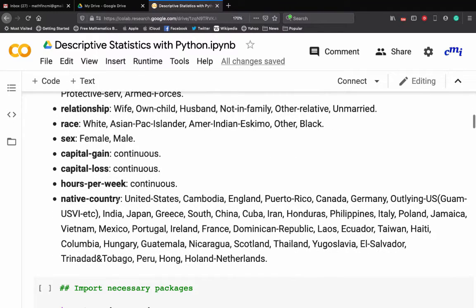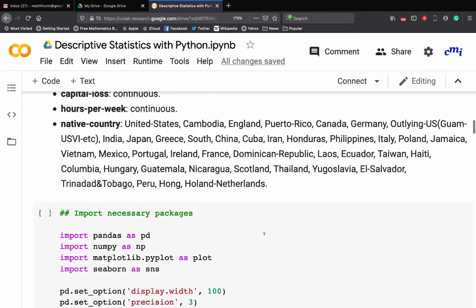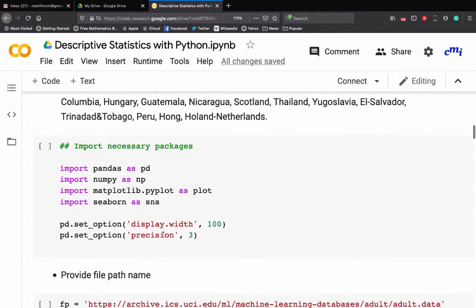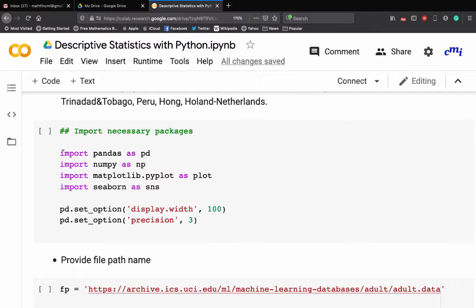and the native country of that person, whether the origin of the person is United States or Cambodia, England, Puerto Rico, many countries. First, what we are going to do is import some necessary packages that we are going to use for this analysis.